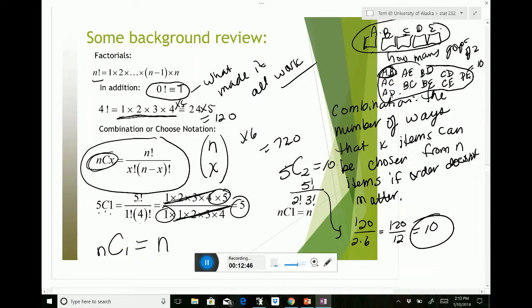If I have a group of 20, and I want to choose a group of 1 from that 20, well, there's going to be 20 ways to do that, right?